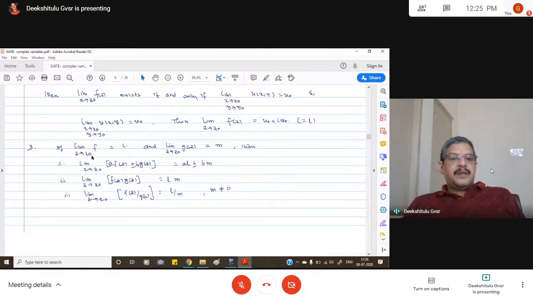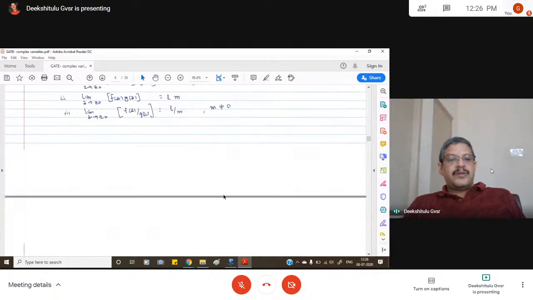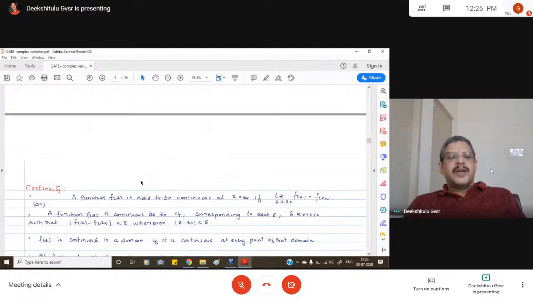Then other limits: if the limit of f is l, and the limit of g is m, then the limit of a times f plus b times g is a l plus b m, and the limit of f times g is l times m, and the limit of f by g is l by m, where m is not equal to 0. These are the basic properties of limits.